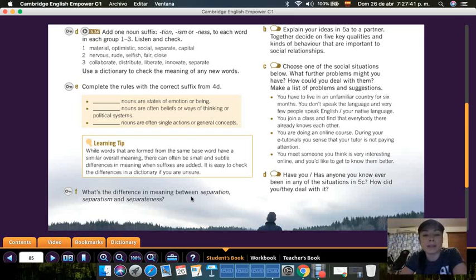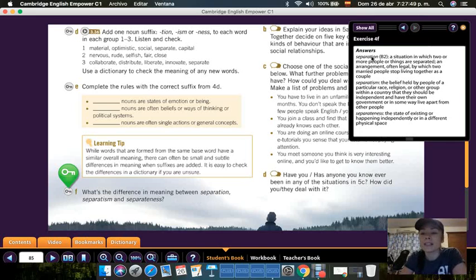Now, what's the difference in meaning between separation, separatism, and separateness? We're going to find out. Separation is a situation in which two or more people or things are separated. Separatism, the belief held by people of a particular race, and separateness, the state of existing or happening. Copy these answers so you know they stem from the same word, but they are different. Take note of those answers as well.